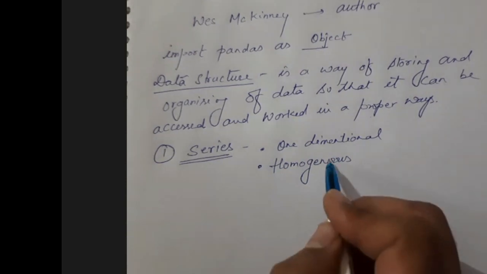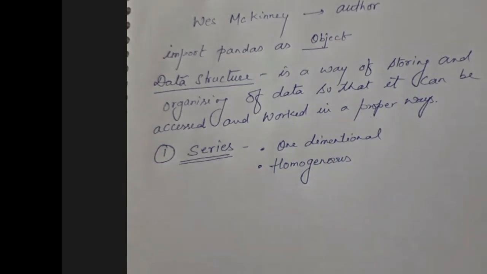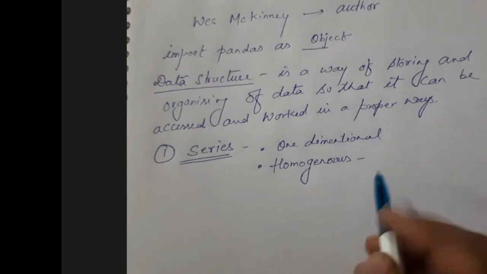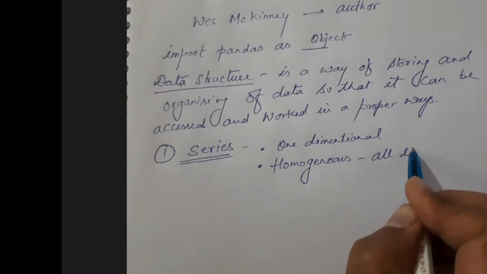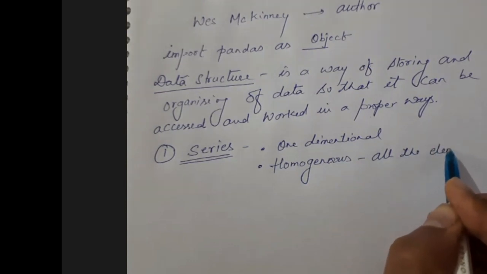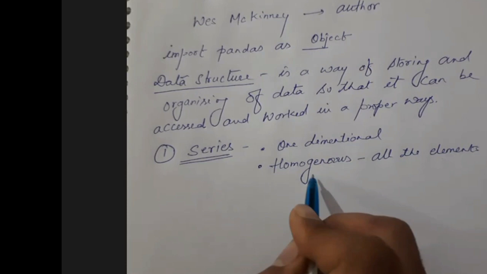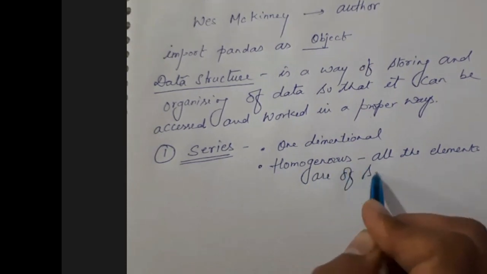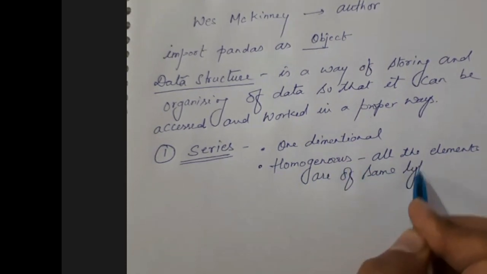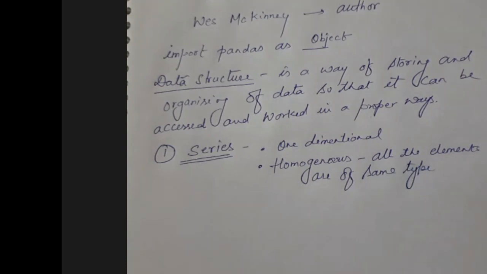Now, what is the meaning of homogeneous? Homogeneous means all the elements must be of the same type. I'll write it in brief: all the elements are of the same type. Okay, this is the meaning of homogeneous. So a series contains all similar kinds of data: either all the numbers are of integer type, or float type, or string. It should be similar. We cannot mix up the data types.